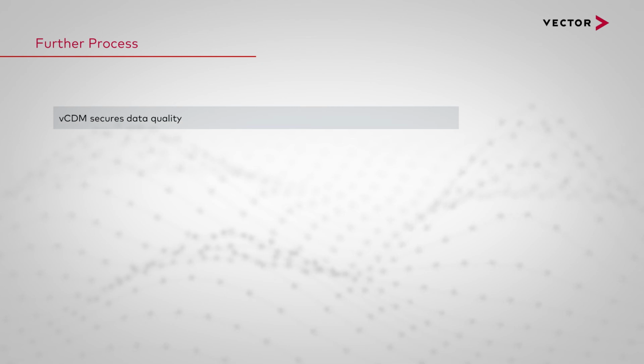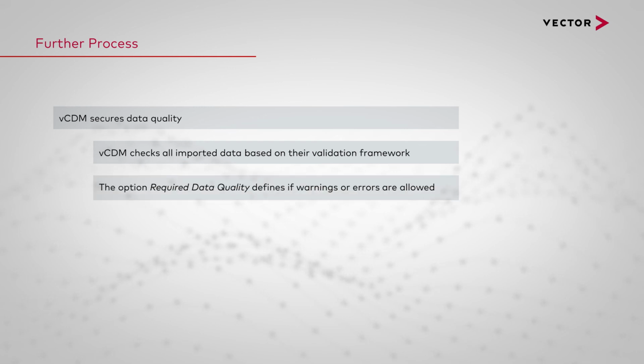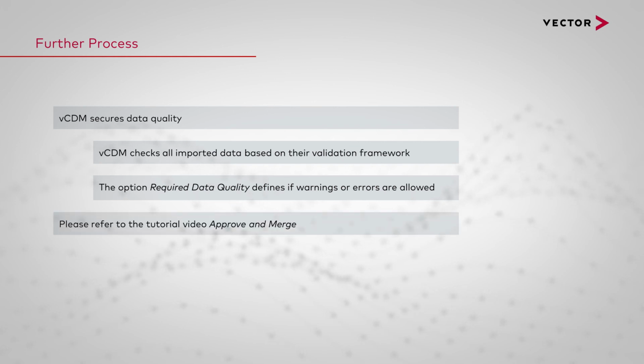vCDM secures data quality. All imported data are checked based on their validation framework. Via the option Require Data Quality, you can define if warnings or errors are allowed. Please refer to the tutorial video Approve and Merge.